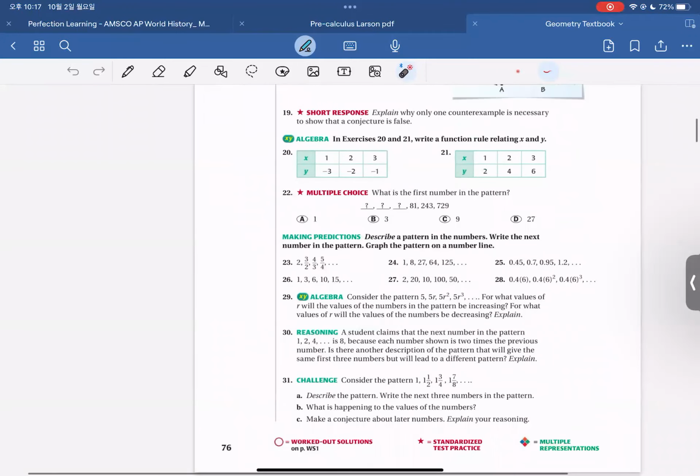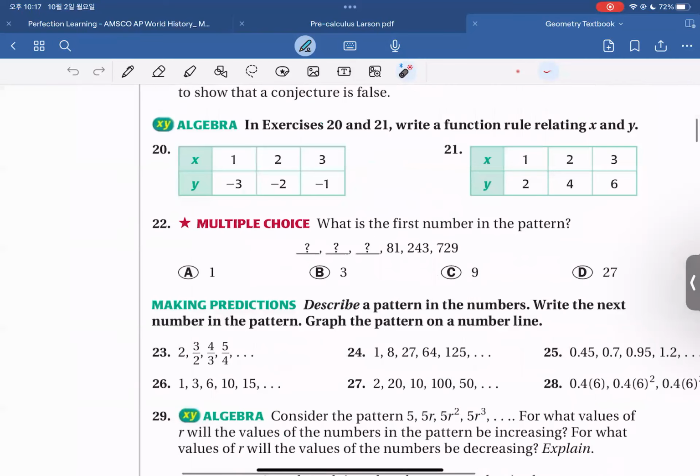Let's look at number 22. So what's the first number in the pattern, right? You know that 81, 243, and 729 are all powers of 3, right? 3 to the 4th power would be 81, 5th power, 6th power, and so on and so forth. That means that here would be 3 to the 3rd power, 3 to the 2nd power, and 3 to the 1st power. The first number in the pattern would be 3 to the 1st power, aka 3. So B would be the answer.